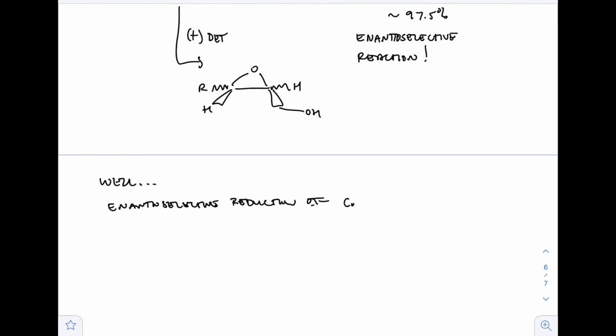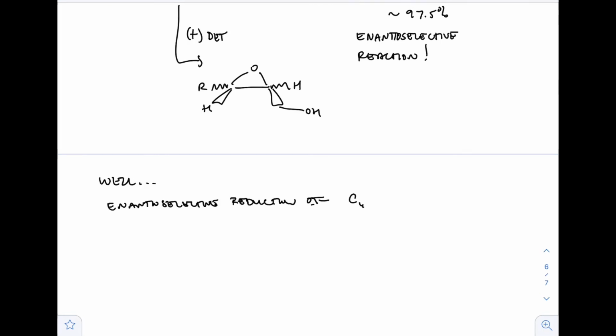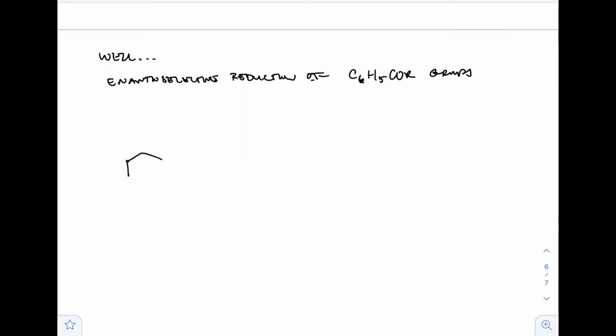Okay, so where does that leave us, right? An enantioselective reduction of basically C6H5COR groups. So what is that? It's basically a benzene ring with a carbonyl group attached to it, where R is a carbon-containing compound or carbon chain. Okay, so let's say we have this guy right here.